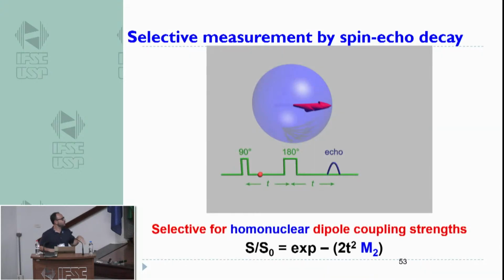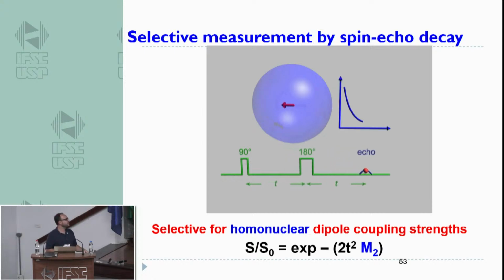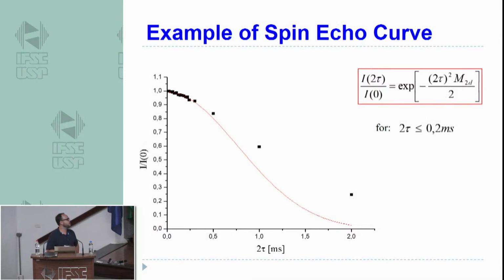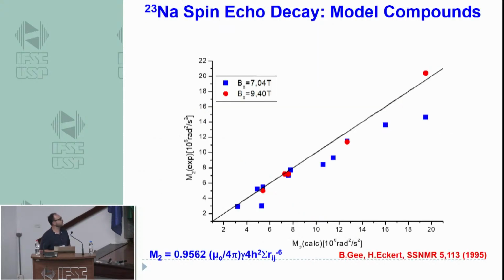This coherence loss goes with the second moment, the same one I showed before when I was speaking about dipolar coupling. It's the average dipolar coupling in our system. So this is an experimental curve. If you look at the intensity of the signal as a function of this time, we see a Gaussian decay in the beginning of our curve. We can get second moments from this decay. And here are examples for glasses, for model compounds containing sodium species.